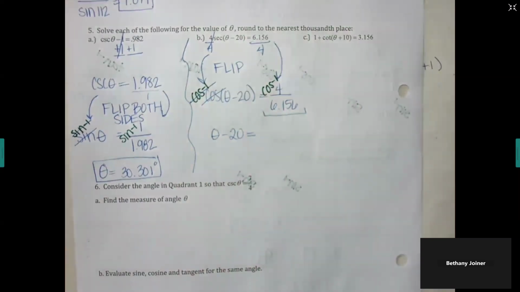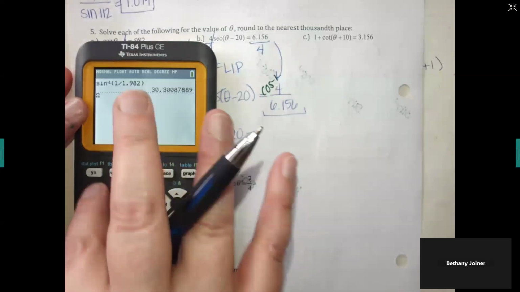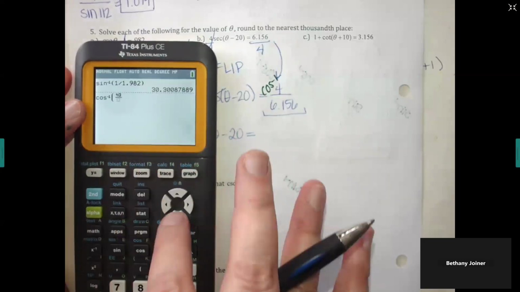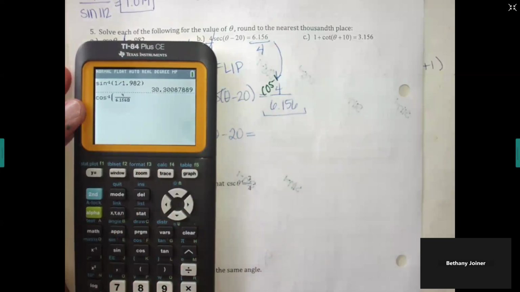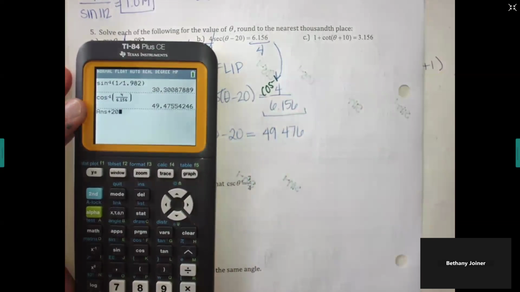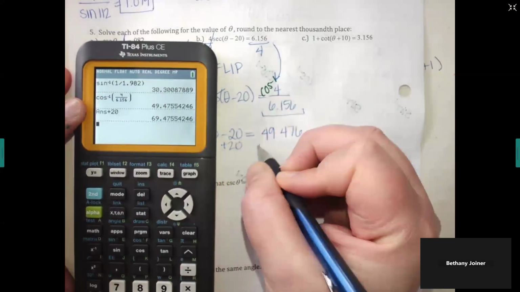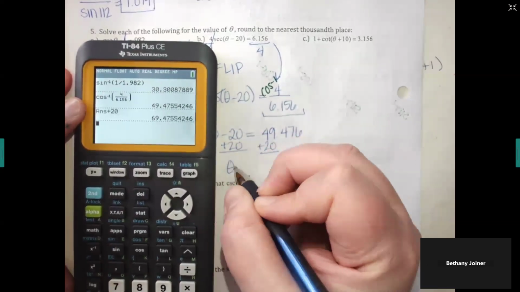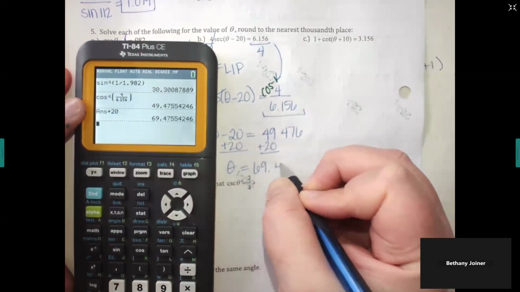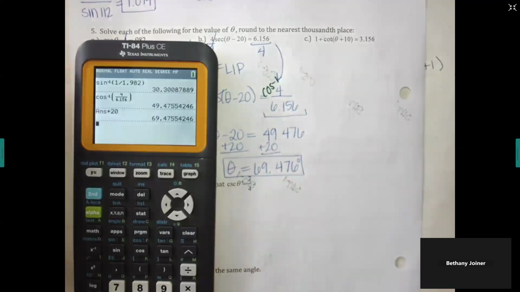What will my last step be if my theta still has a minus 20 on it? Add the 20. So second cosine, I want 4 over 6.156. And then once I get that answer, I'm going to add my 20 across. So my final answer should be 69 degrees. 69.475, which is going to round to 476.